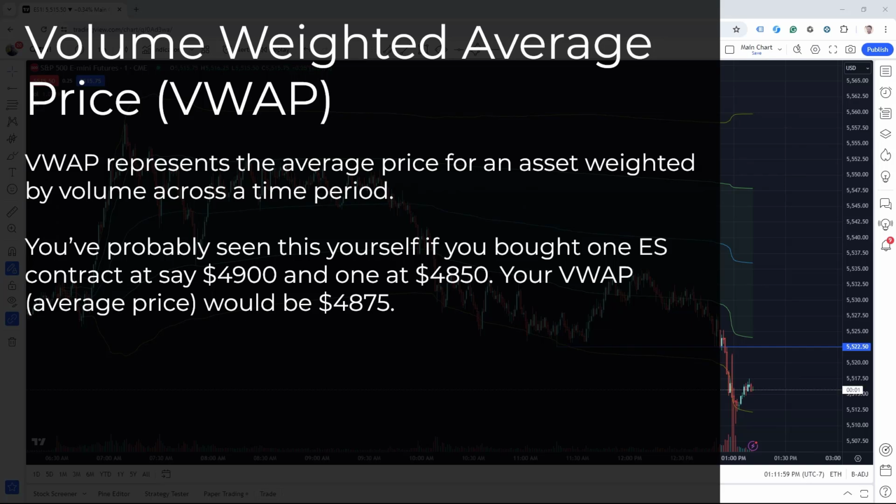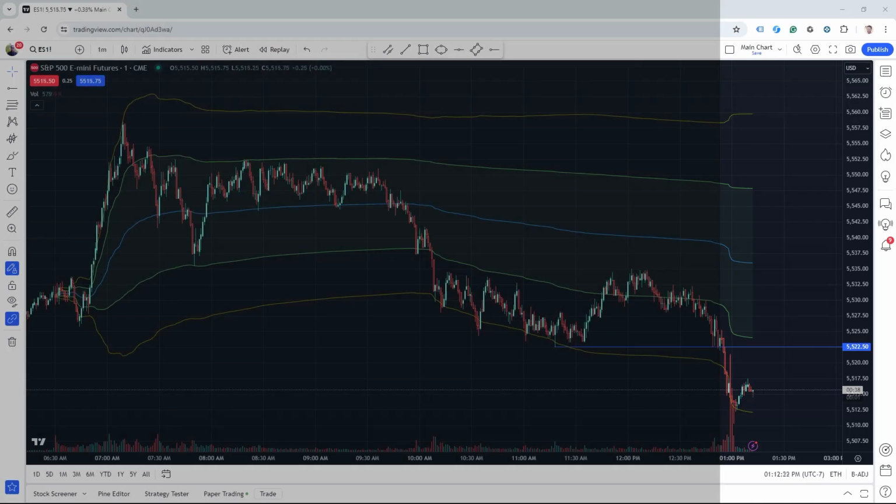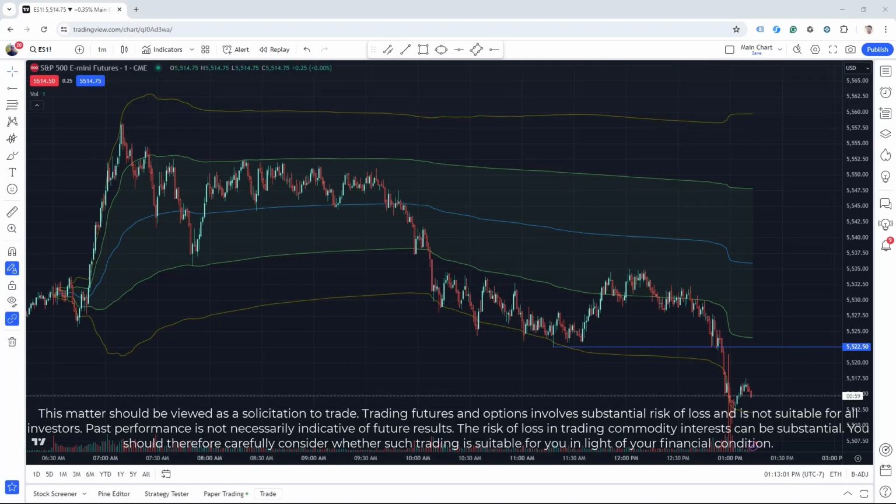Number 2 is volume weighted average price, also known as VWAP. VWAP represents the average price for an asset weighted by volume across a time period. You've probably seen this yourself if you bought one ES contract at say 4,900 and one at 4,850. Your volume weighted average price would be 4,875. VWAP is an incredibly powerful tool used by traders to compare themselves to the rest of the market. It's a fantastic tool to measure sentiment. Plus, day traders will use VWAP as support or resistance levels.